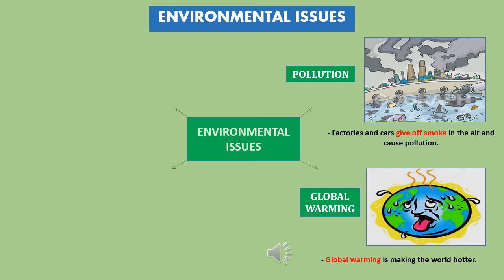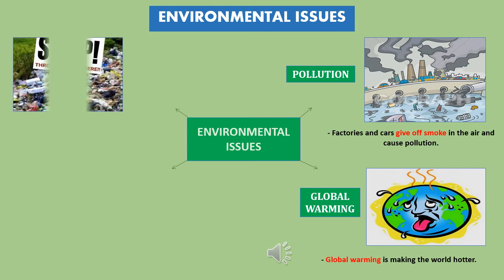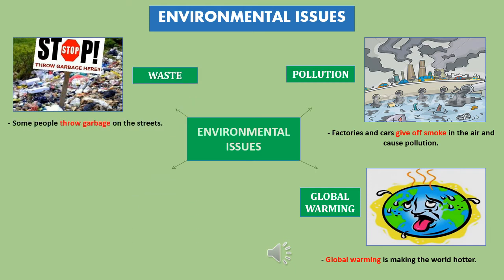Another dangerous issue is this. Look at the picture. Can you guess what it is? Yes, that's waste. Very good. Garbage. Rubbish. Good. Some people, look at the example, throw garbage on the street. We should not throw away rubbish in the streets, we should put it in the waste bin or waste baskets.